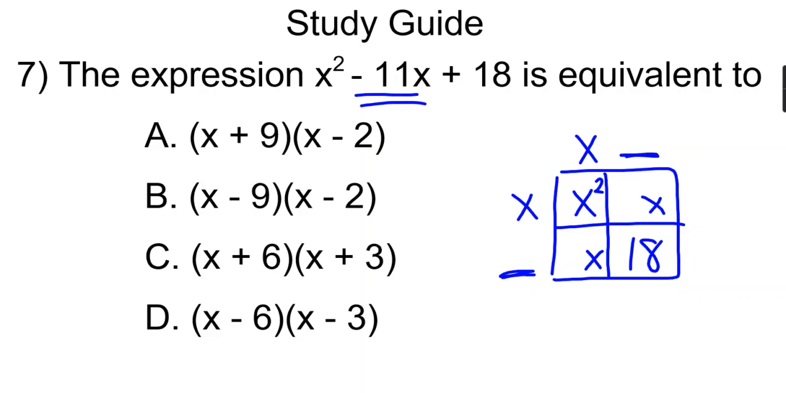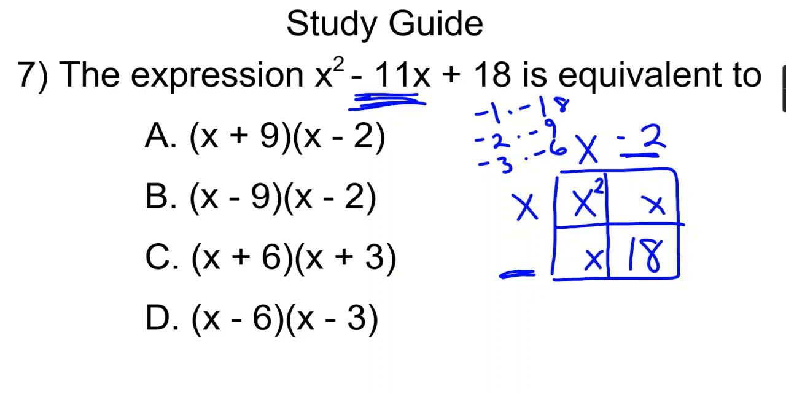Two negative numbers that multiply to 18. So either it can be negative 1 and negative 18, negative 2 and negative 9, negative 3 and negative 6. I'm just listing the factors of 18. Now let me see, which of those add up to negative 11? Well, negative 2 and negative 9 add up to negative 11. Let's see how that works out.